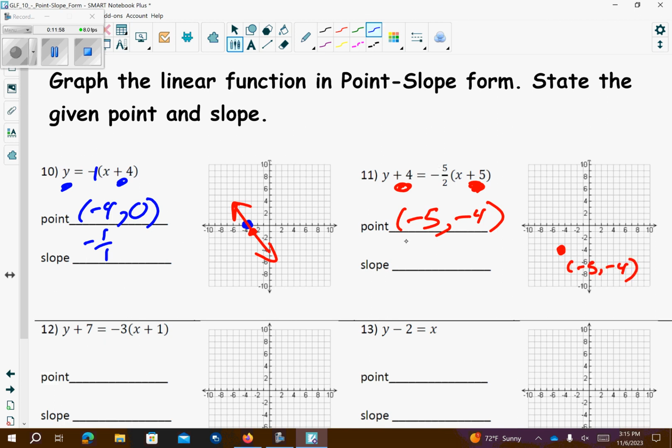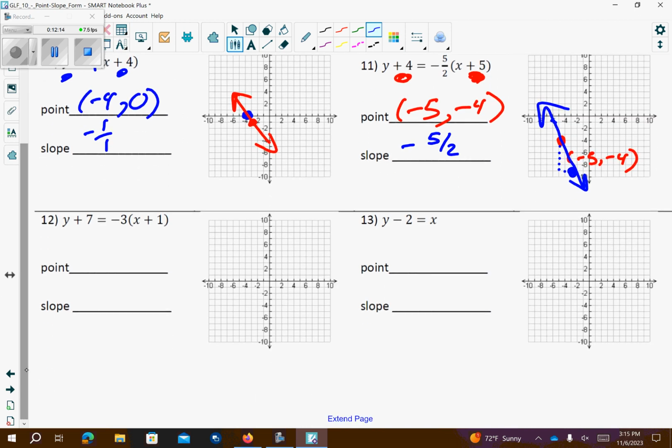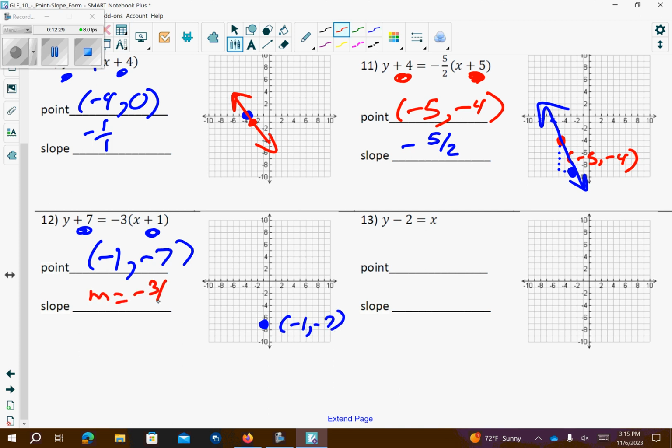My slope is negative 5 halves. So I'm going to go down 5. 1, 2, 3, 4, 5, right 2. Put that dot there, connect the points, put arrows on each side for your line. Done. Opposite of that. Opposite of that. So negative 1, negative 7, it's down here. We have a slope of negative 3 over 1. So I'm going to go down 3. 1, 2, 3, right 1. There's your line of best fit.